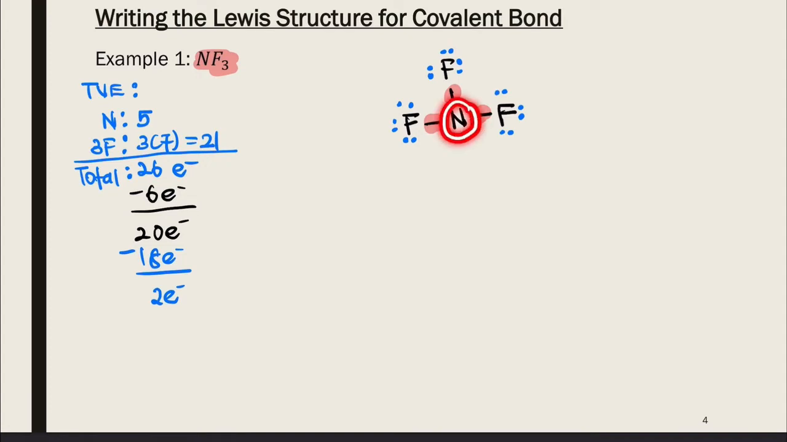So we already used up all the total valence electron, and now for the final step, we need to check that the central atom is octet or not. So when we calculate, the central atom is already achieved octet. So our Lewis structure for NF3 is already settled.